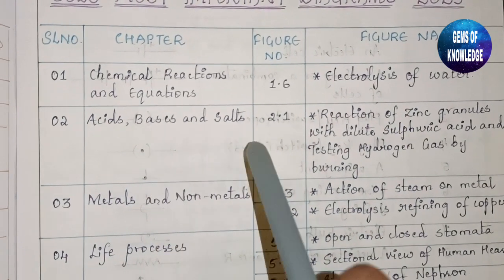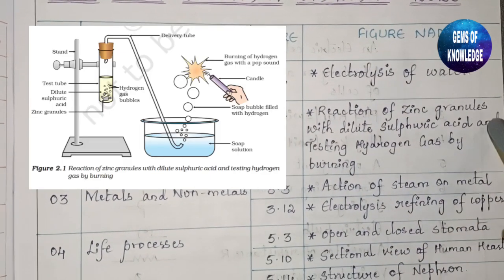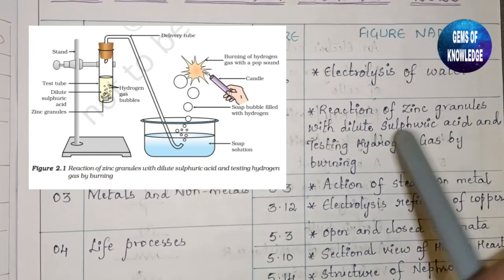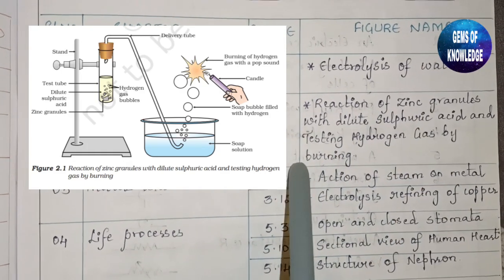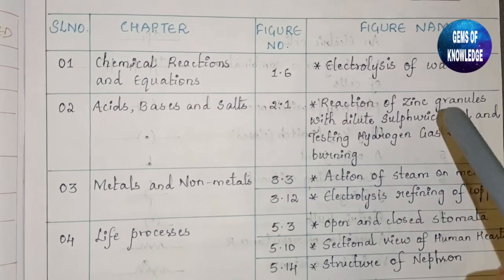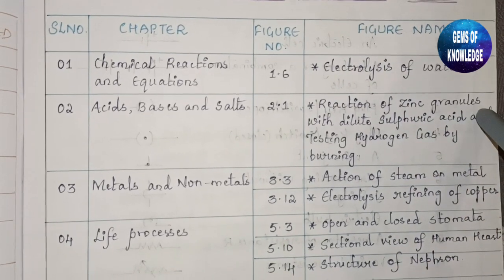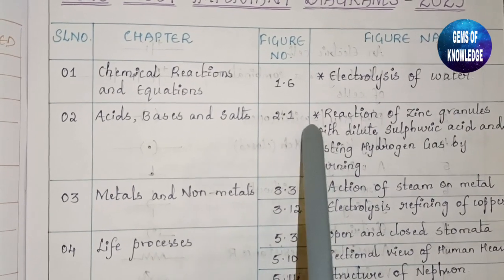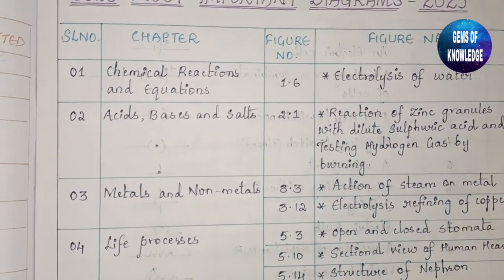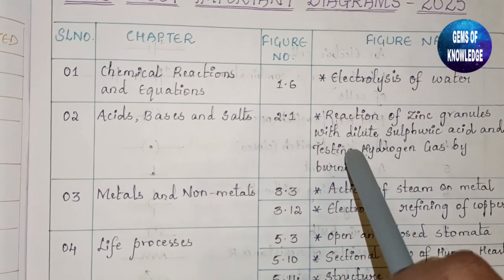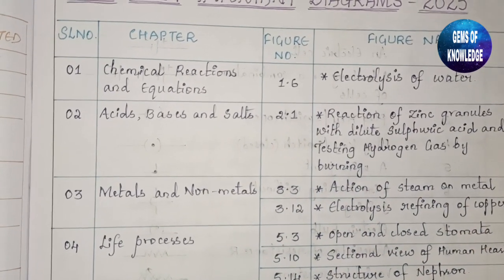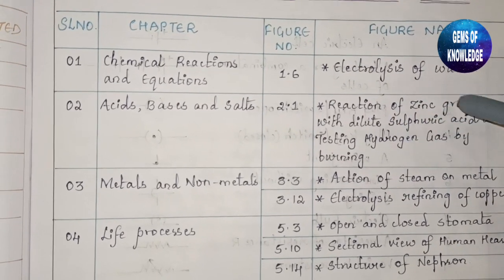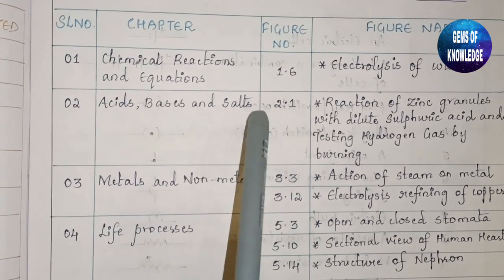Next comes acid, bases and salts, that is figure number 2.1, wherein the reaction of zinc granules with dilute sulfuric acid is shown, and it is tested with a hydrogen gas by burning. You just have to understand, if the zinc granules is asked in the question, they may ask you to draw a neat labelled diagram of the reaction of zinc granules with dilute sulfuric acid and name the gas which is produced. So you can say that the hydrogen gas is produced. These type of questions they may ask you either for 3 marks or for 4 marks. So this is only one diagram from acid, bases and salts.